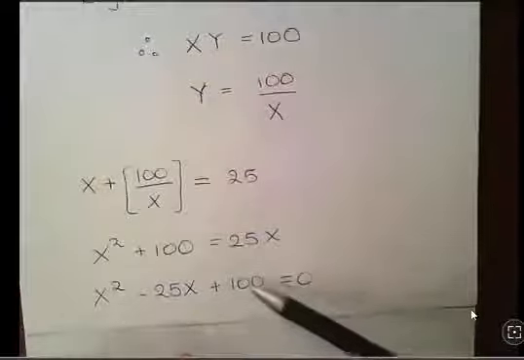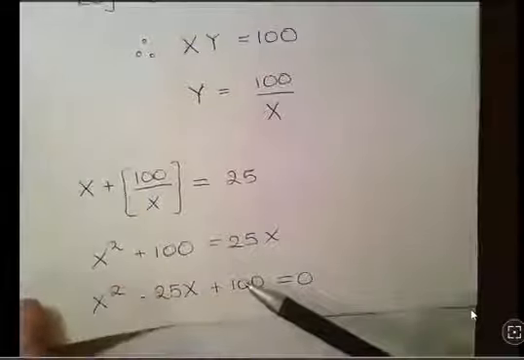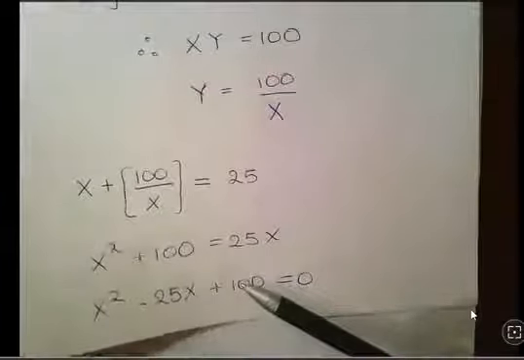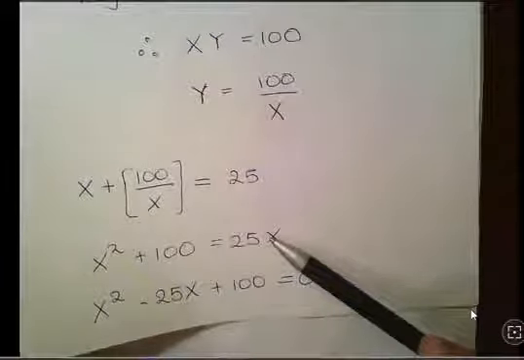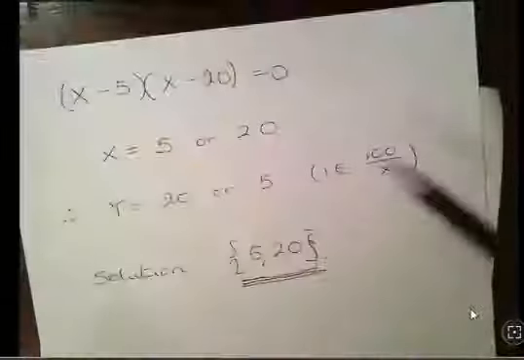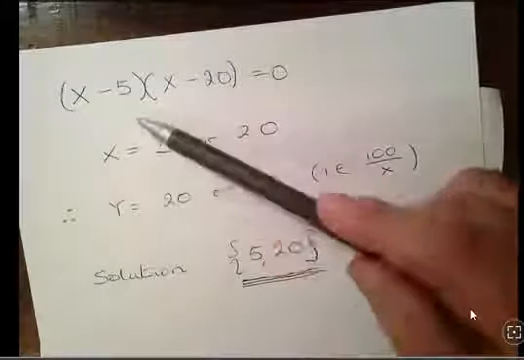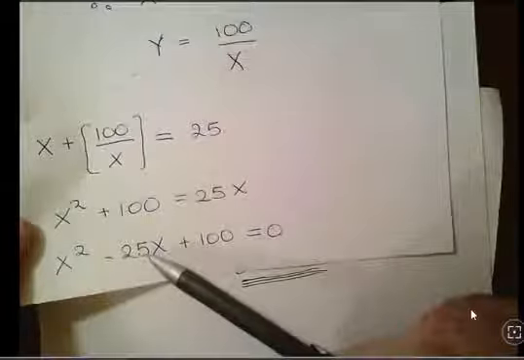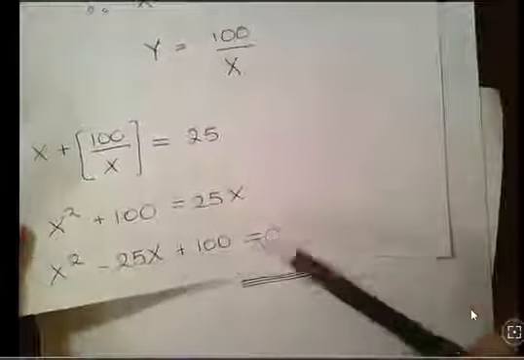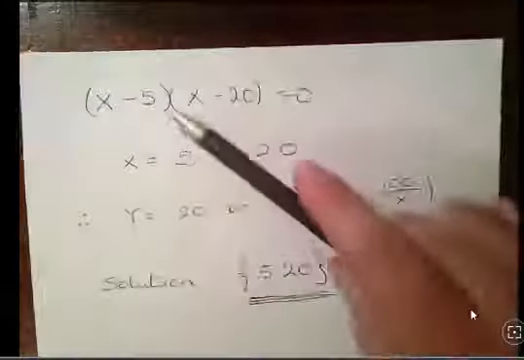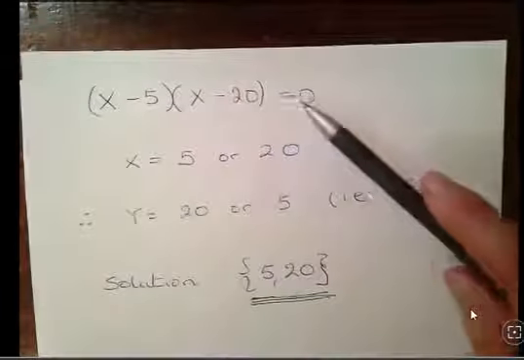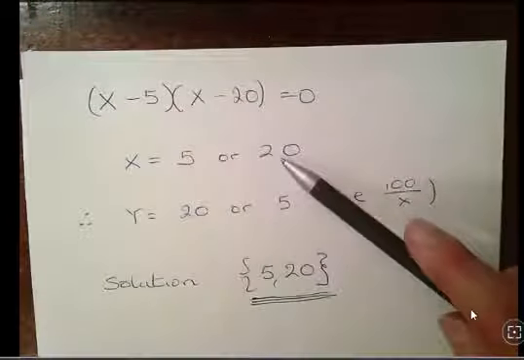Re-express that, and what we have here is a little quadratic expression. Subtracting 25x from both sides, x squared minus 25x plus 100 is equal to 0. So we're nearly there. We factorize this expression: x squared minus 25x plus 100 equal to 0. When we factorize it, we get x minus 5 times x minus 20 is equal to 0. So x is either equal to 5 or 20.